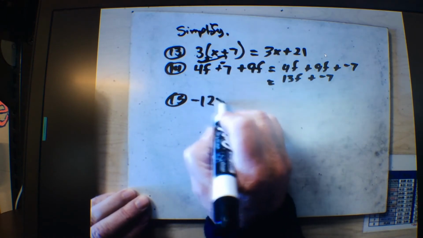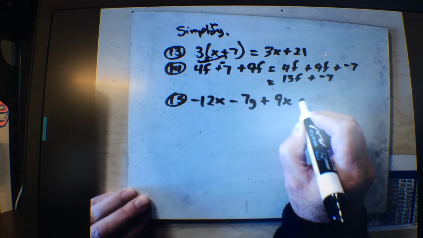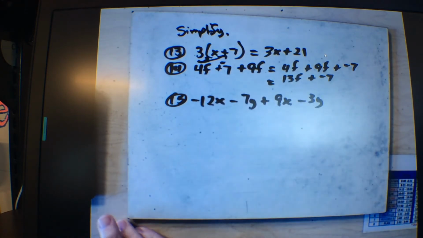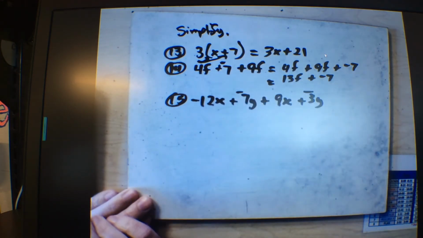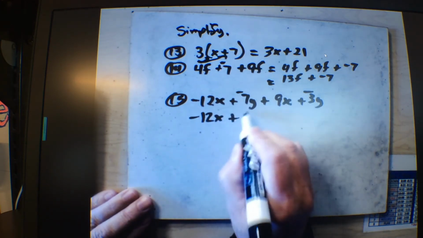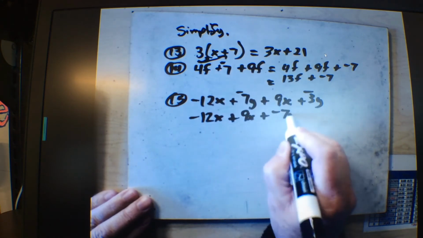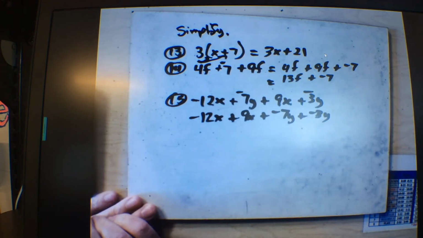A negative 12x minus 7y plus 9x minus 3y. Okay? Now I got two sets of variables, don't I? What should I do first? Subtraction to addition. Change subtraction to addition. So I go plus a negative, correct? Now I move things around and I put the x's together. Tirsa, do you understand that? And what properties am I using when I move them around? Commutative. All right, that's a negative 3.